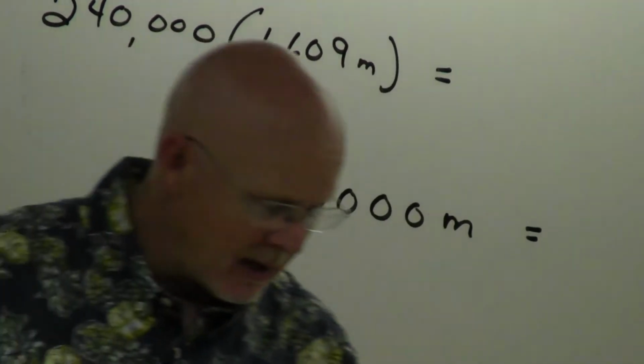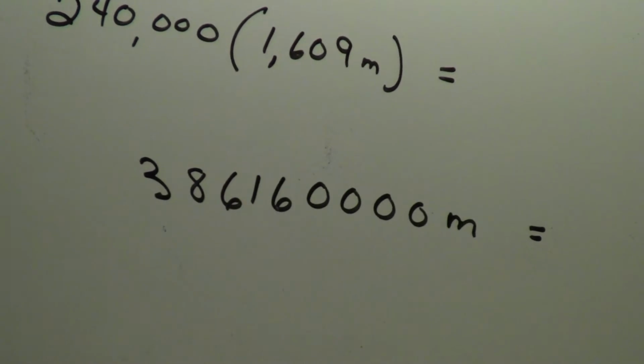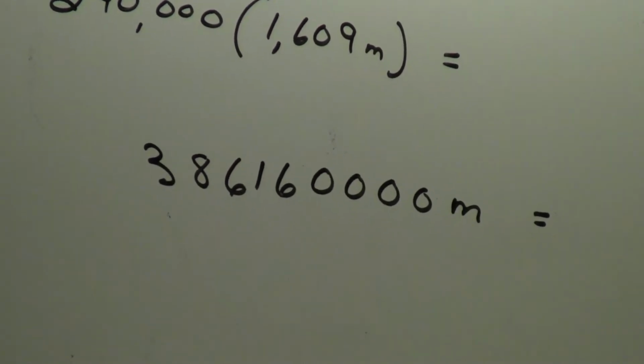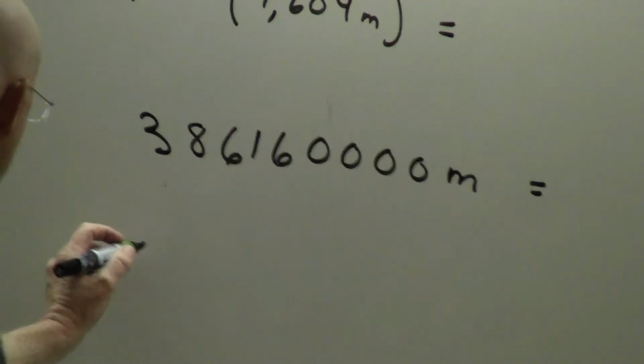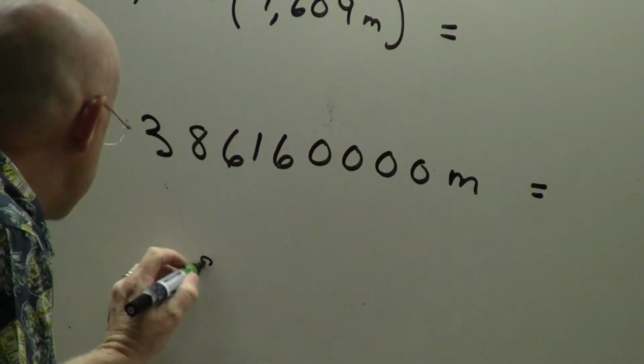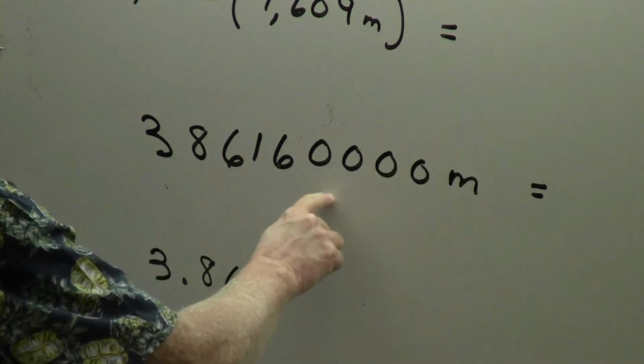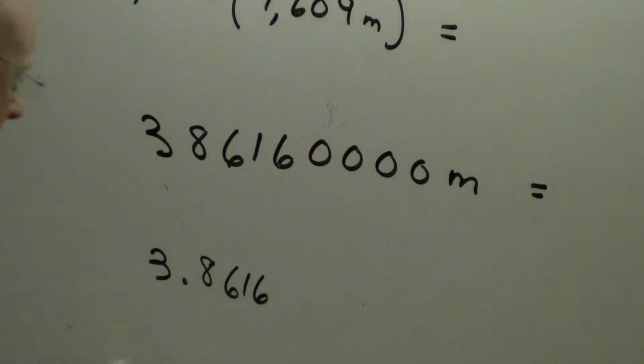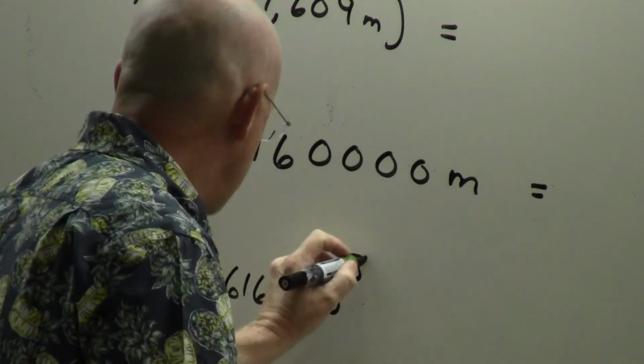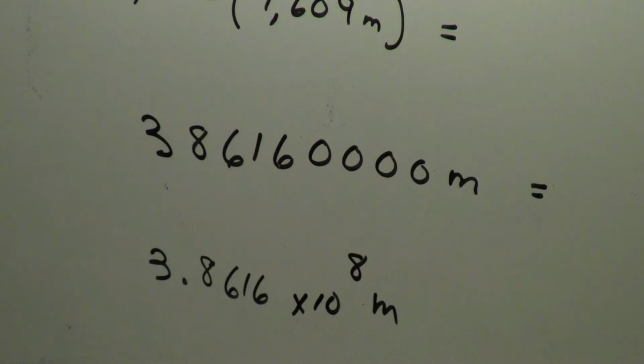And one other thing that we roughly touched on was writing things in scientific notation. So maybe I'll write this as 3.8616, and then count 1, 2, 3, 4, 5, 6, 7, 8 meters. And so that's maybe the question: what is the distance to the moon in meters written in scientific notation? So those are kind of the simple things.